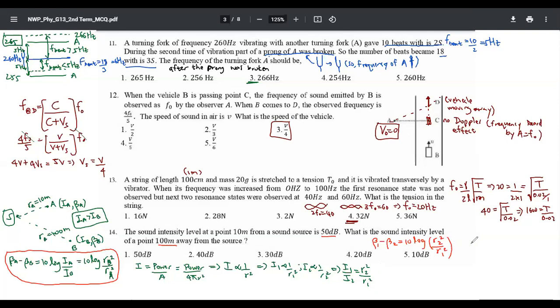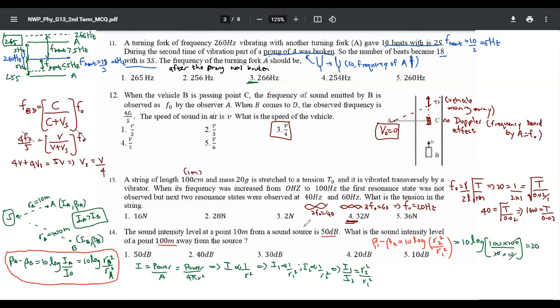Can use this one. Yeah, right. Then it will be 10 log R2 squared to R1 squared. What can you put there? R2 squared, that is 100 squared. 100 into 100 over R1 square is 10 into 10. That is actually log 100 then. See, 10 and 10, it gets cancelled off. So log 100 is 2. Log 100 is 2, 10 into 2 is 20.